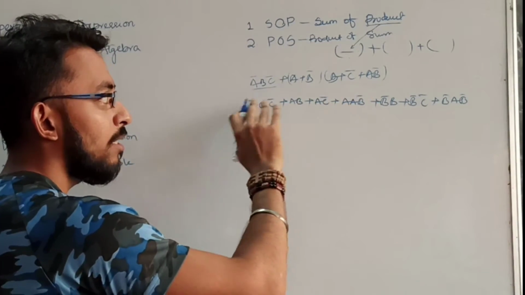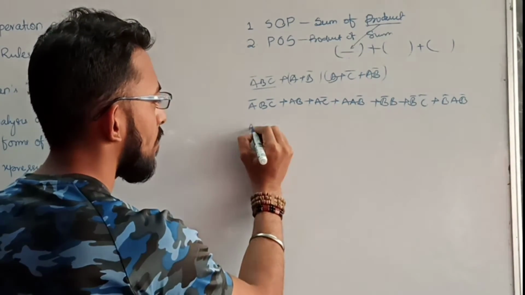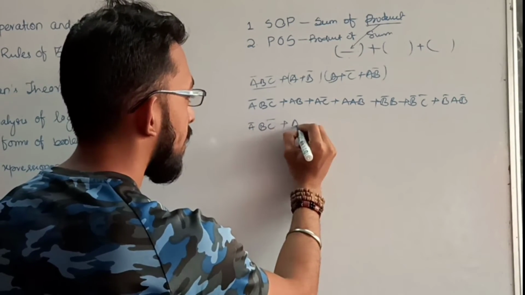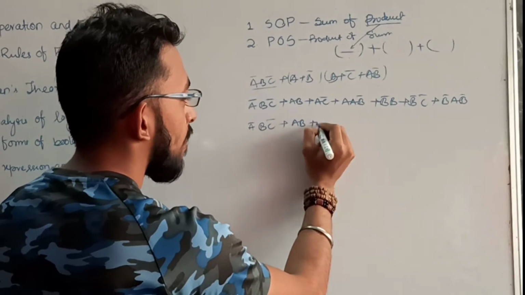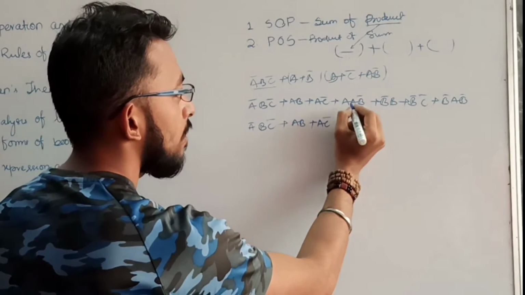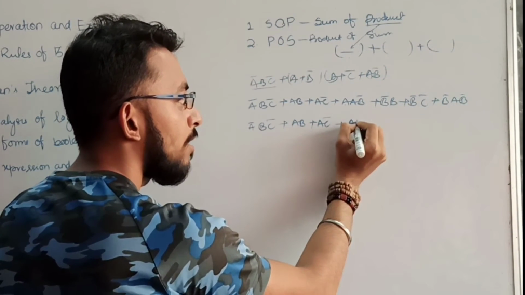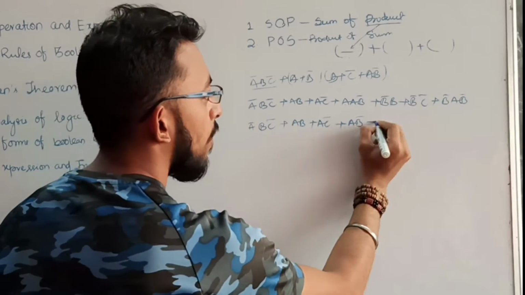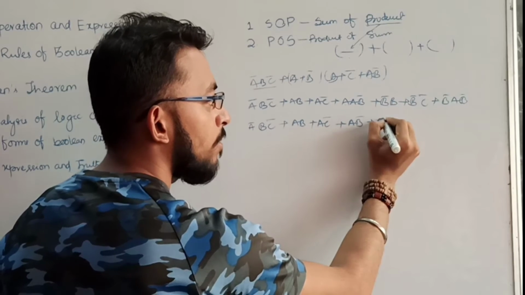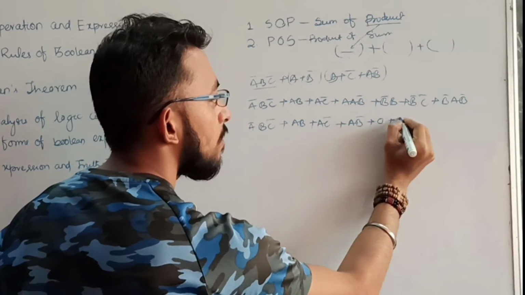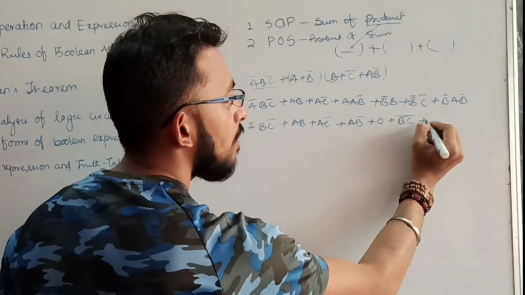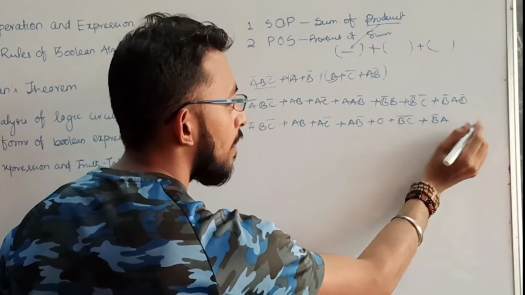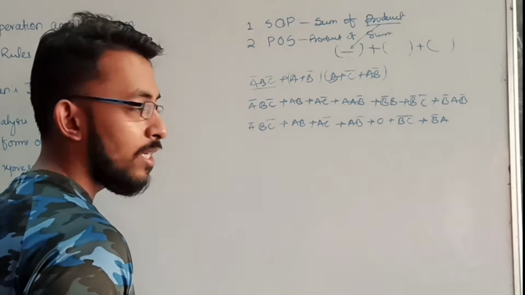Just I expanded using distribution formula. A bar b c bar is there. It is a b plus a c bar plus a dot a. It will give me value a, so it will remain as a b bar. Plus b bar b, it will give me value 0. Plus b bar c bar is there. Plus this b bar dot b bar will give me value only b bar. So b bar into a. Are you getting or not?